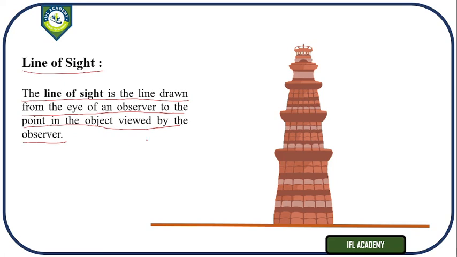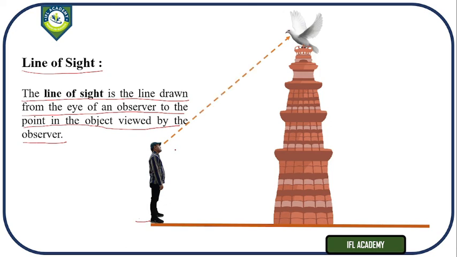Suppose this is the Qutub Minar of Delhi. A pigeon flies off and sits on the top of Qutub Minar. Suppose this is the observer standing here. This observer is me. This observer is looking at the pigeon on the top of Qutub Minar along this line. So this line will be called line of sight.